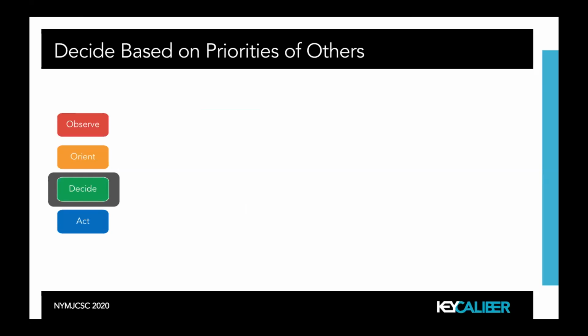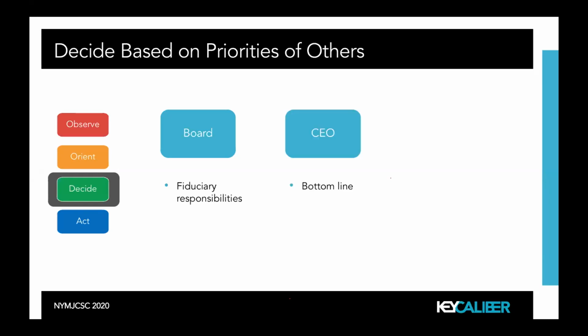And it can be the priorities of other people that are influential in your organization. So your board of directors has their fiduciary responsibilities. They're often making their cyber decisions based on perceived risk. Perceived risk, the way they see it, may not be the same as the actual risk. And that's one of the big challenges, the communication of that between the CISO and the board. The CEO's priority is going to basically be the bottom line. And so there are going to be times when that's going to be the order of the day.